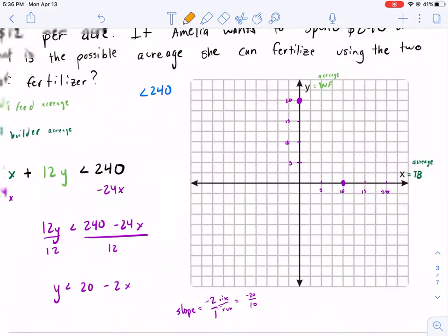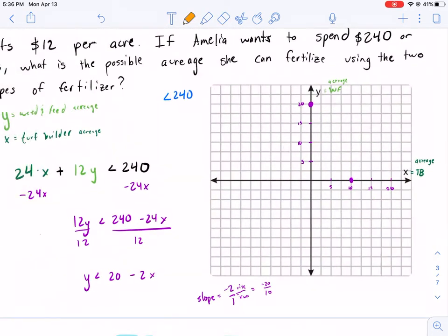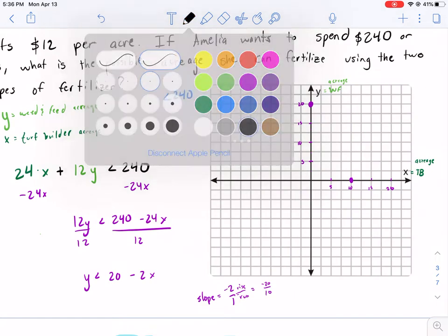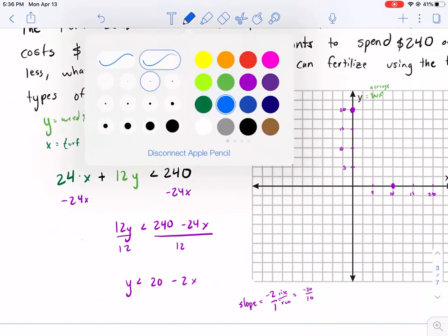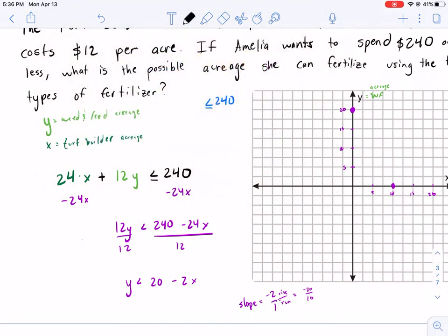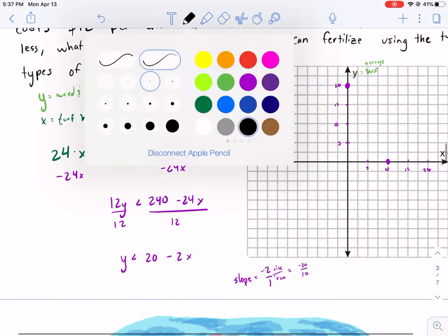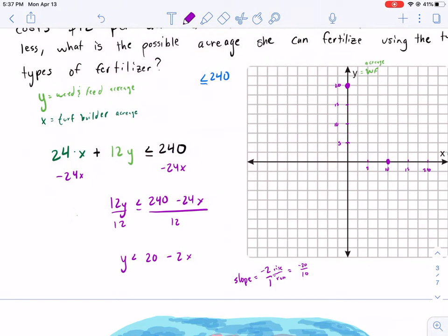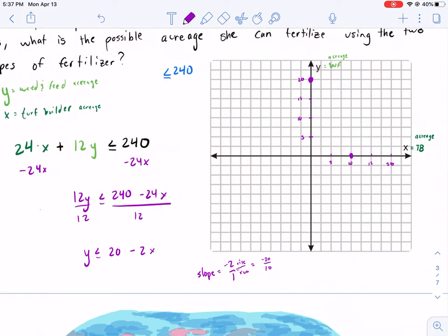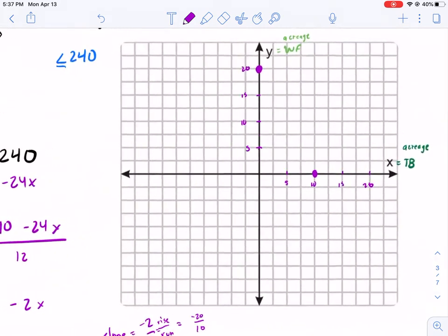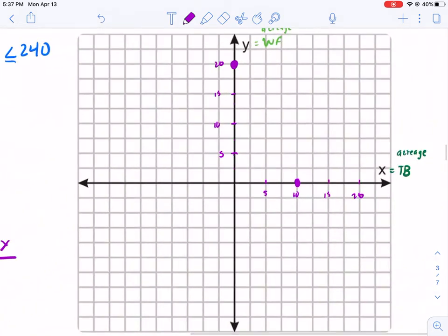Now, do I use a dotted line or a solid line? Well, first off, this is a good opportunity for us to review our problem. Can we use $240, or do we have to use less than that? We can use all $240. It doesn't say we have to spend less than that. So we're going to put a less than or equal to sign, which I forgot. But we all make mistakes, right? So I put less than or equal to 240. So I know it's going to be a solid line.